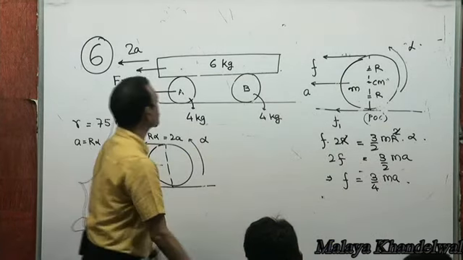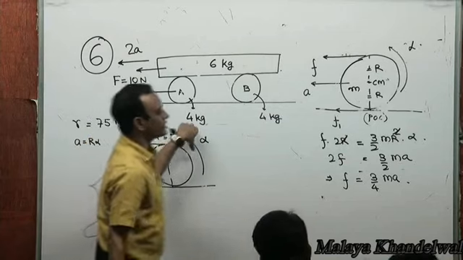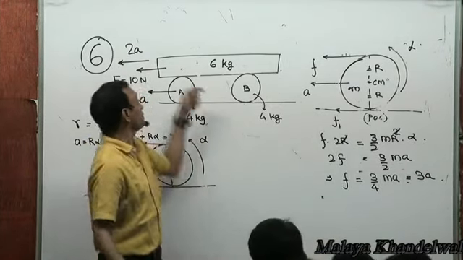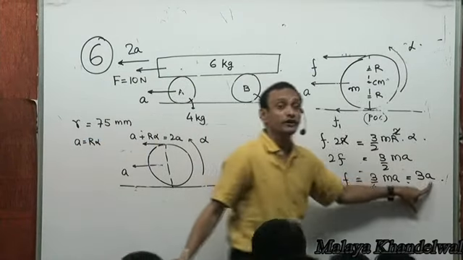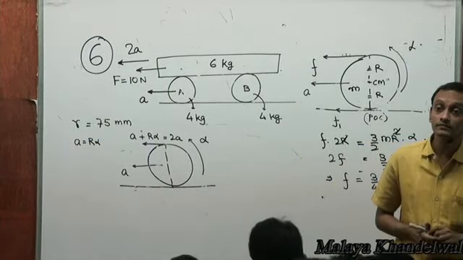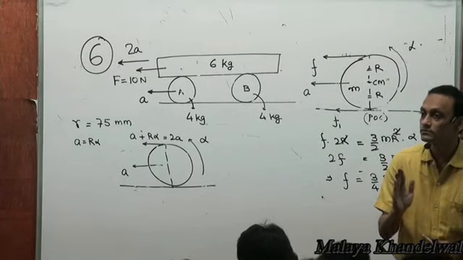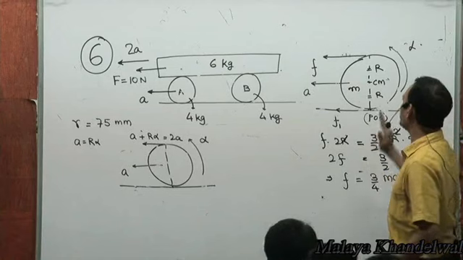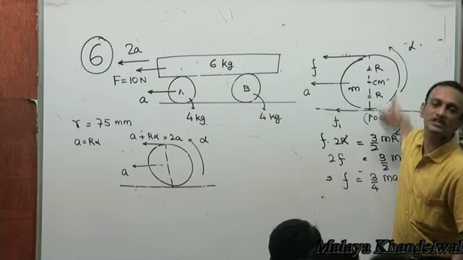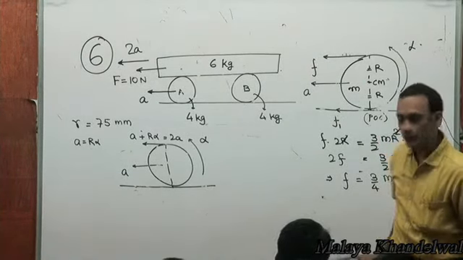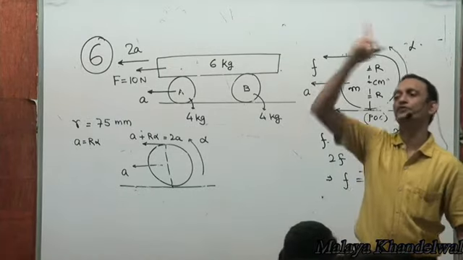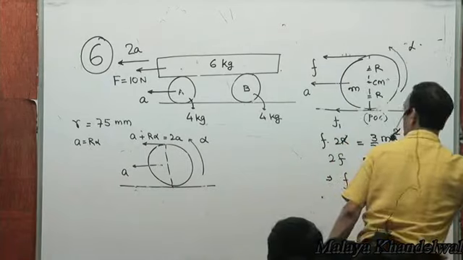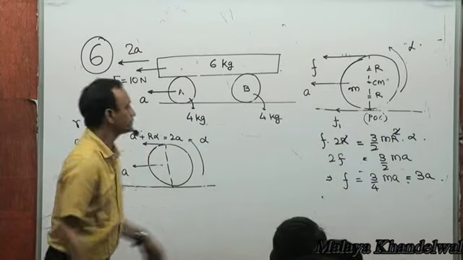M is the mass of the carriage. That means M is 4 kg. So this will become 3A. That's the frictional force, static friction between the disk and the carriage, in terms of the acceleration of the disk. Yes or no? Clear? And I don't have to repeat for the second disk because the same equations will hold good for the second disk. Right. Now let me get to the carriage side of the story. Let me look at the carriage side of the story. So far so good, right?